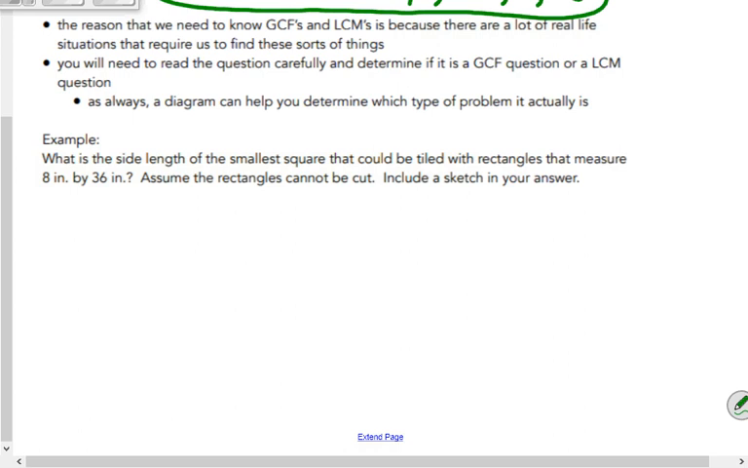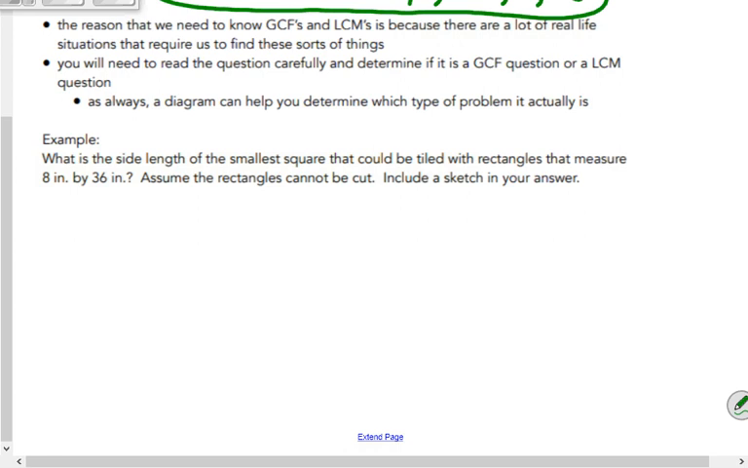Okay, so what is the side length of the smallest square that you could tile with rectangles that measure 8 inches by 36 inches? So what that means is you want to put these tiles together until you make a square. All right, so this would be looking for common multiples.